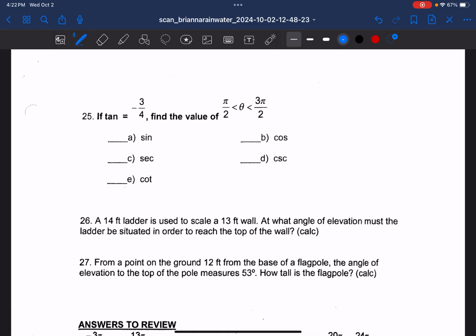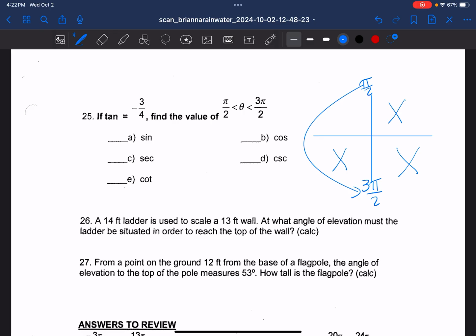Number 25 tells us that tangent is negative 3/4. Well, tangent is positive in quadrant 1 and 3, so we know it can't be there. And then it says it exists between pi halves, which is here, and 3 pi halves, which is here. So from here to here would get rid of quadrant 4, so I must be graphing in quadrant 2. So I draw my triangle.